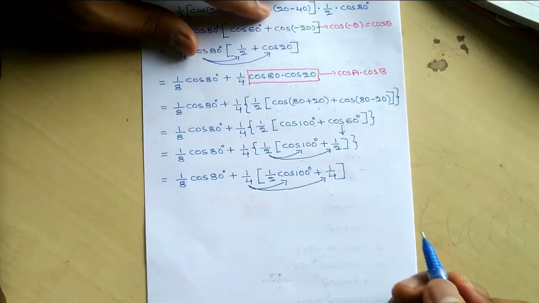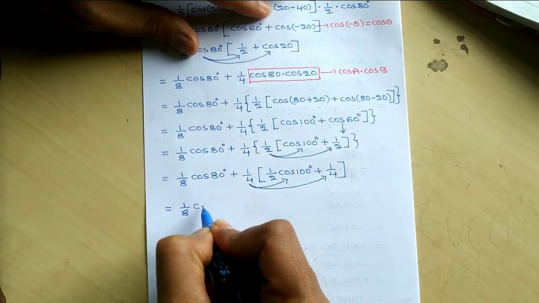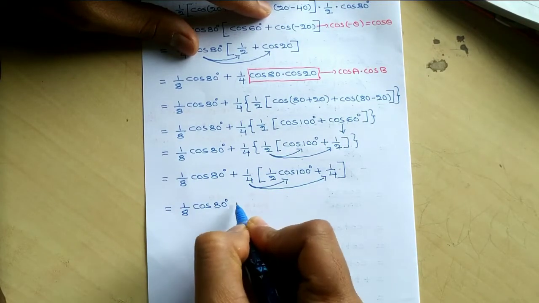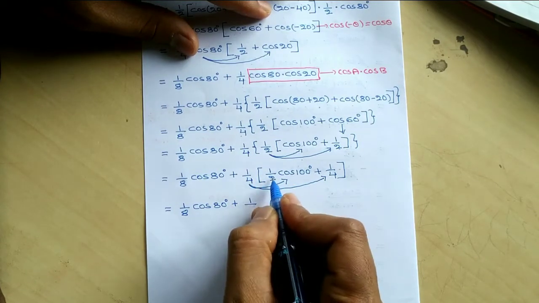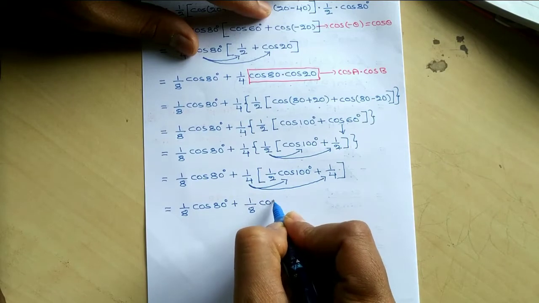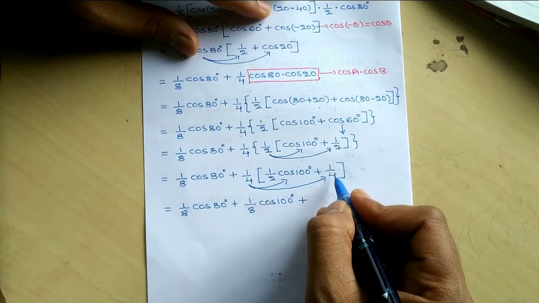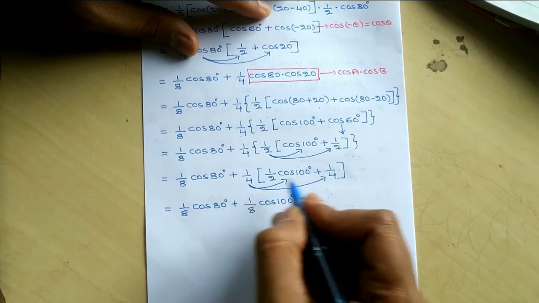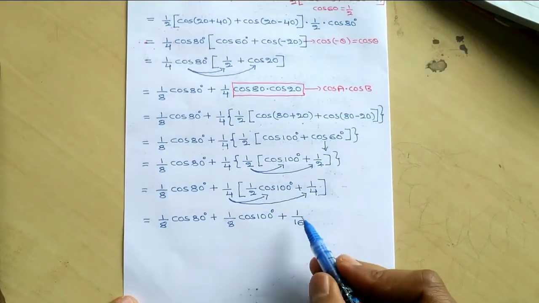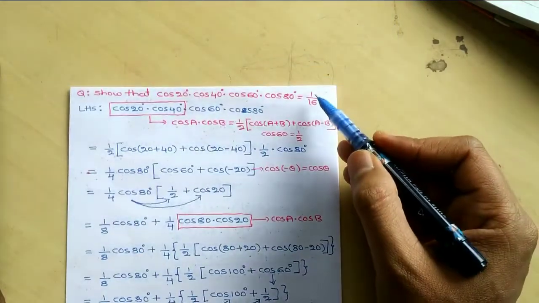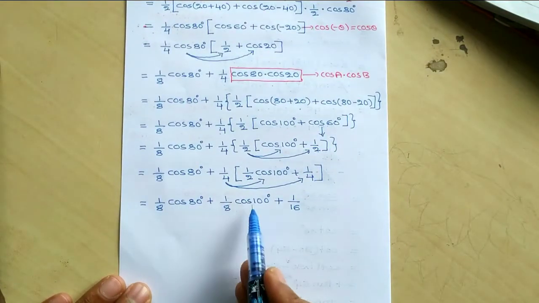So next, which is equals to 1 divided by 8 cos 80 degree plus 1 upon 4 into 1 upon 2 is 1 divided by 4 into 2 is 8 cos 100 degree plus 1 upon 4 into 1 upon 4. So 1 upon 4 into 4 is how much here? 16. So you can see here I got 1 by 16. Answer also you need to show what here? 1 divided by 16. But we need to cancel these two values.